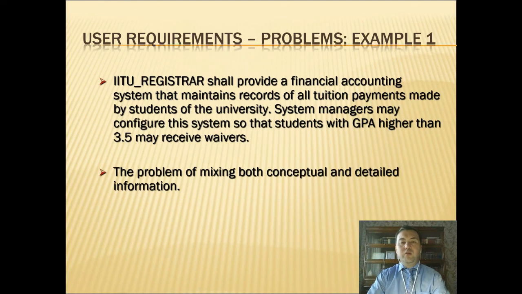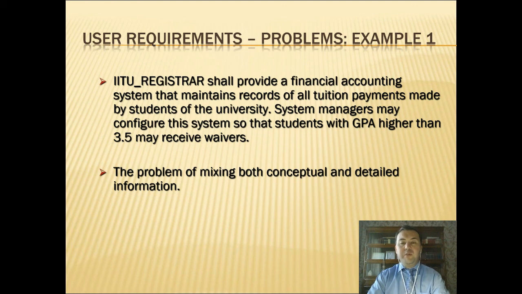Let's take a look at an example of a potential problem within user requirements. IITU Registrar shall provide a financial accounting system that maintains records of all tuition payments made by students of the university. System managers may configure this system so that students with GPA higher than 3.5 may receive waivers or discounts.